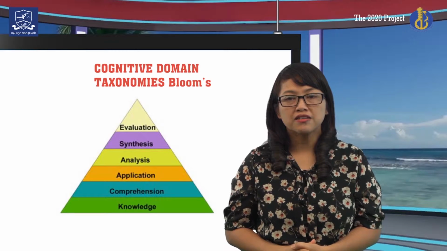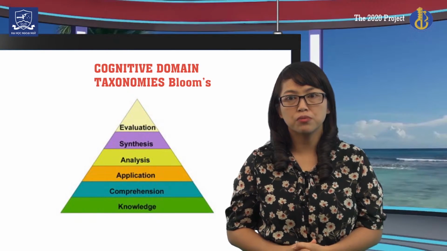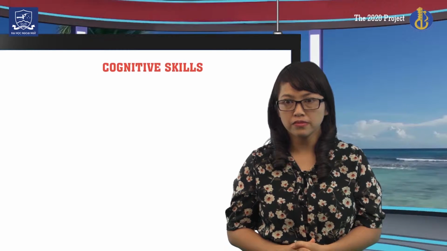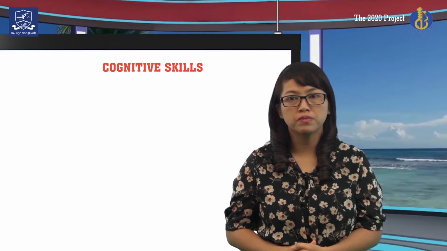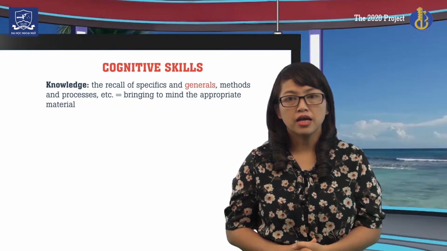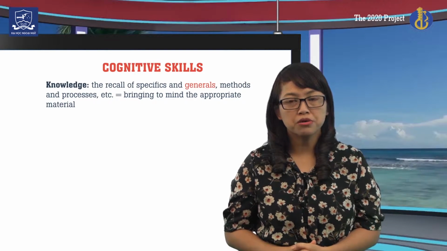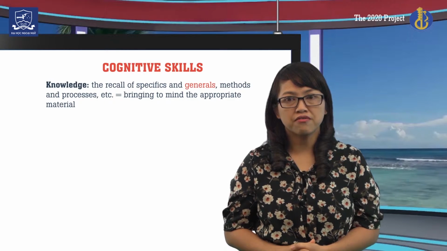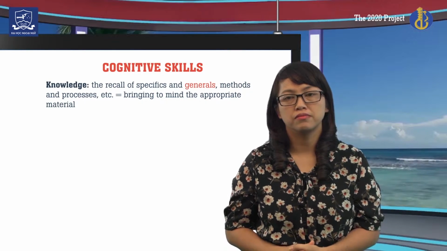The taxonomy classifies cognitive skills into 6 major levels, from simple to complex. The simplest level is named knowledge, which is the recall of specifics and universals, methods and processes, etc. It means students need to bring to mind the appropriate material. Actions for this level include define, know, identify, list, memorize, name, recall, etc.